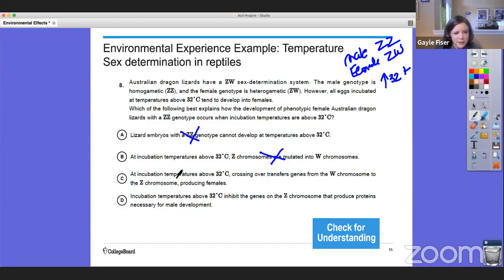At incubation temperatures above 32, crossing over transfers genes from the W to the Z, producing females. I think that we already have, all eggs are incubated. It's already an egg. That's already happened. And incubation temperatures above 32 inhibit the genes on the Z that produce proteins necessary for male. And so that is our choice.